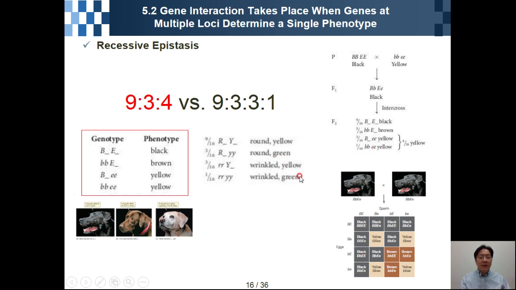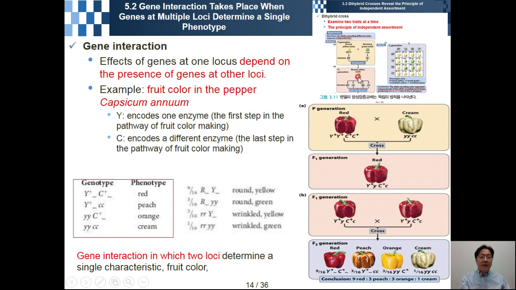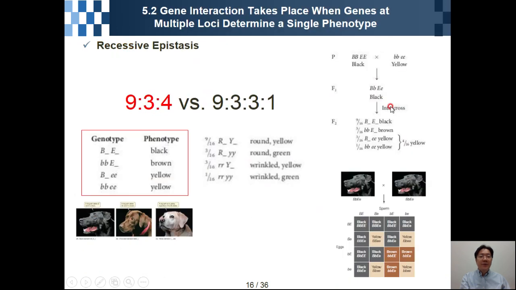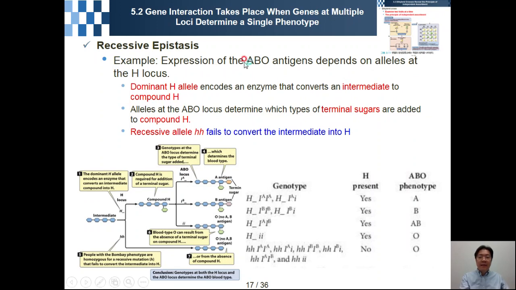So if they assort independently, like here, their phenotype ratio will be 9 to 3 to 3 to 1, but there is a recessive epistasis. So in this case, it's 9 to 3 to 4. Okay. In this slide, we will learn another recessive epistasis.